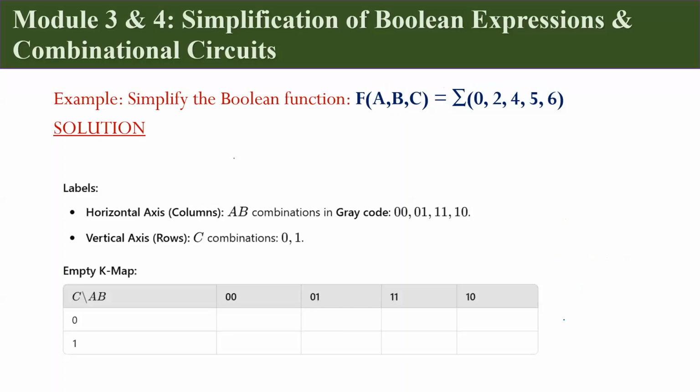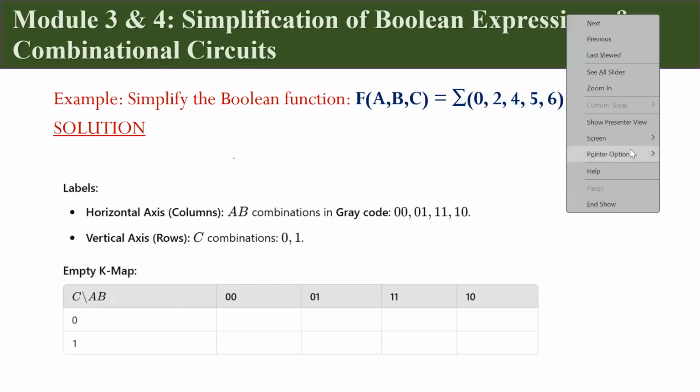Now, having done that, we need to create our Karnaugh map. We have 3 inputs, meaning we need how many? 2 raised to the power 3. That gives us what? 8. And look at it, that's what we have down here.